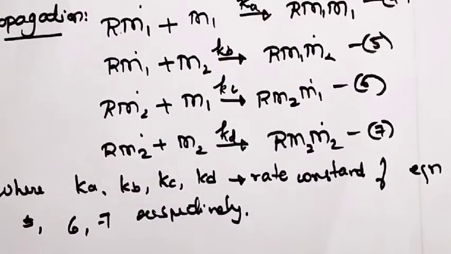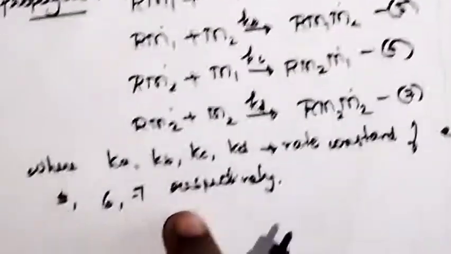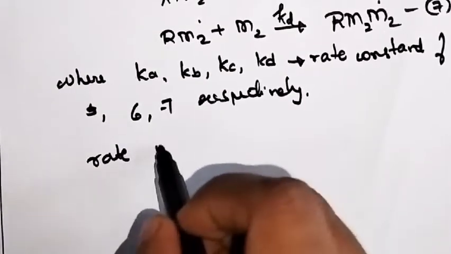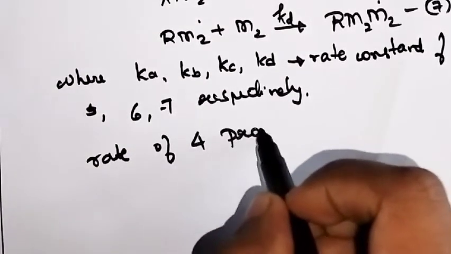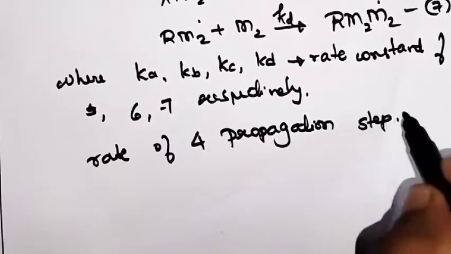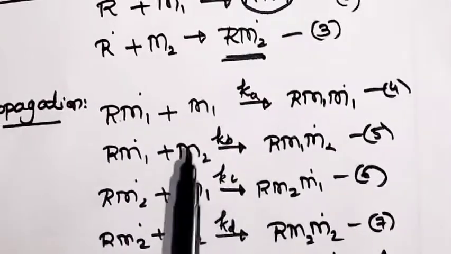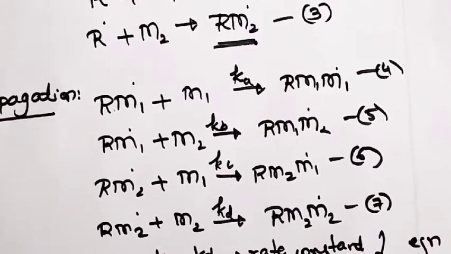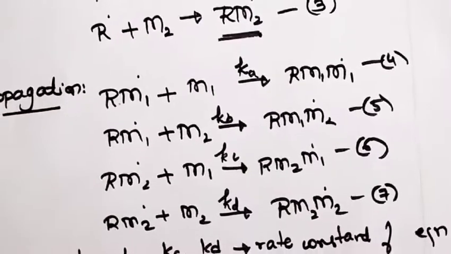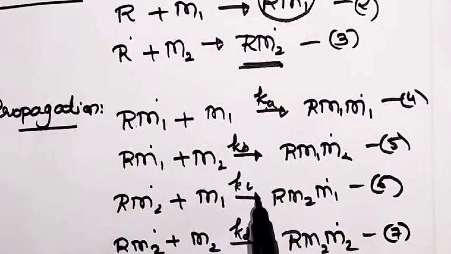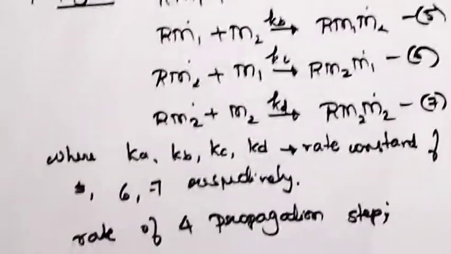Now we will write the rates of all these four equations. Next step is the rate of the four propagation steps. There are four propagation steps, that is 4, 5, 6, 7. These are the propagation steps. So now we are writing the rate of each. Here the rate is given by RA for this, RB, RC, and this is RD. So what is RA?